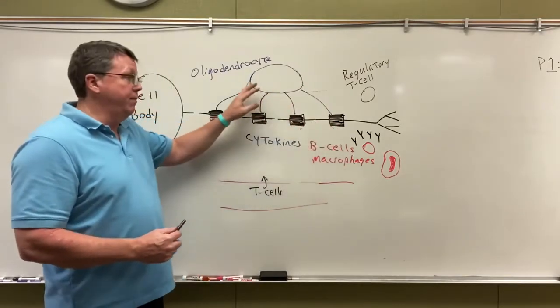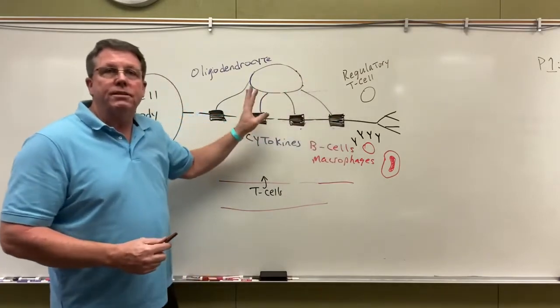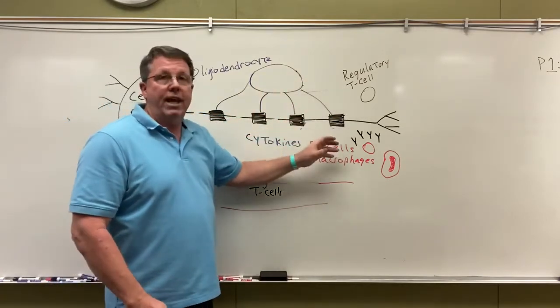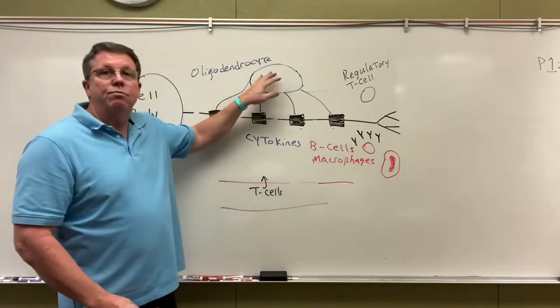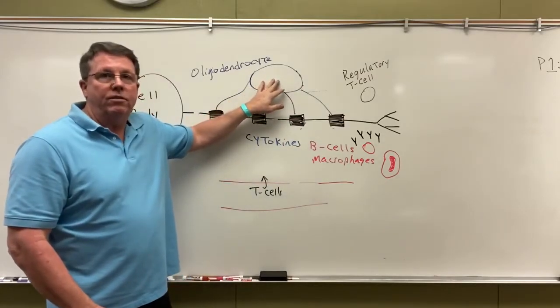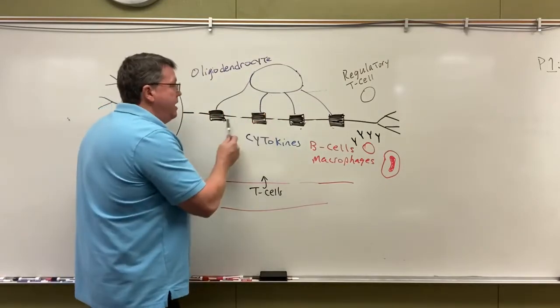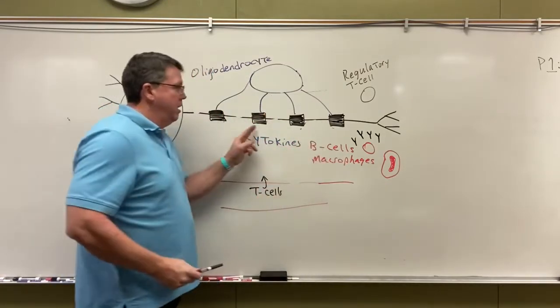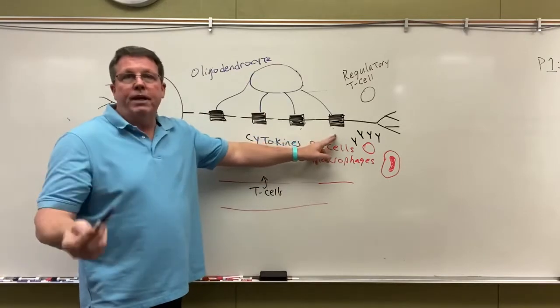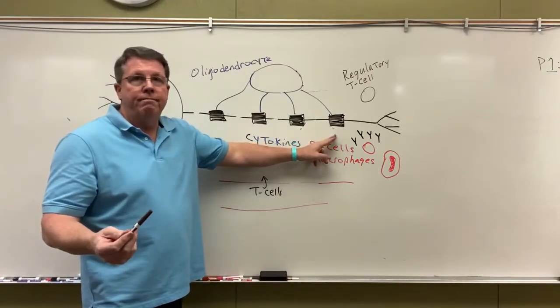And then the same thing happens, and my regulatory T cell basically stops all this. Then it happens again. But every time it happens, there's more and more damage to the oligodendrocyte. So eventually the oligodendrocyte cannot make myelin. And when that happens, basically the condition becomes permanent.